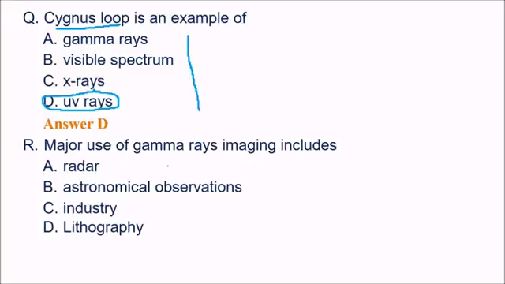Next is, major use of gamma rays imaging includes what? Gamma rays. So what can be the answer? The answer is B, astronomical observations, gamma rays.